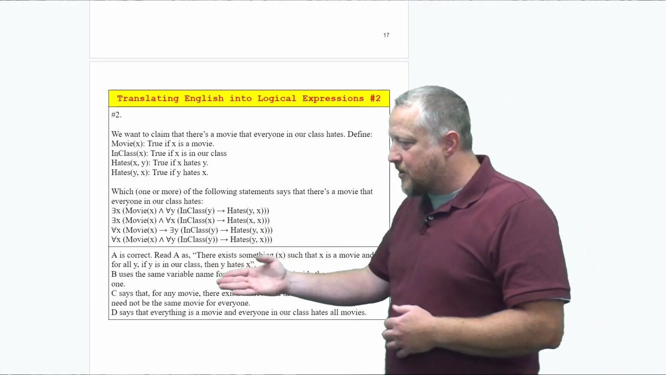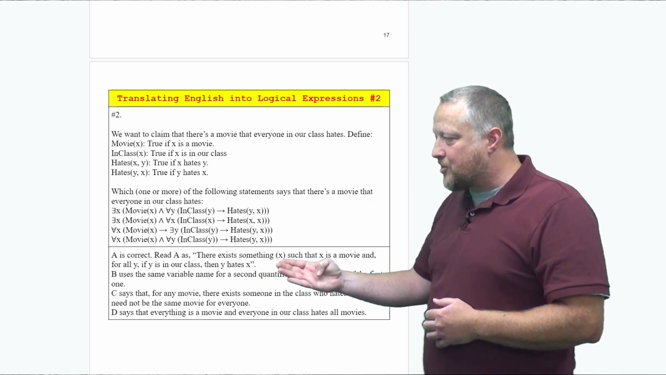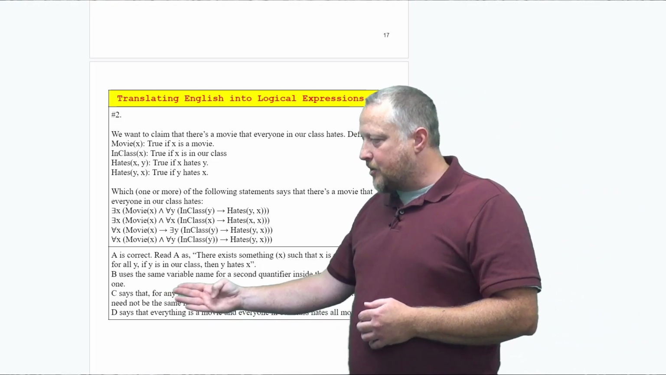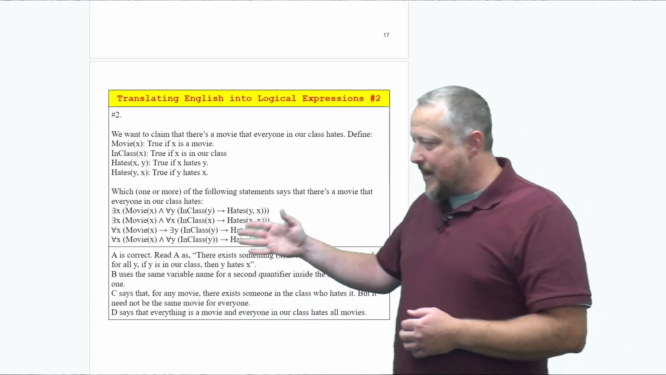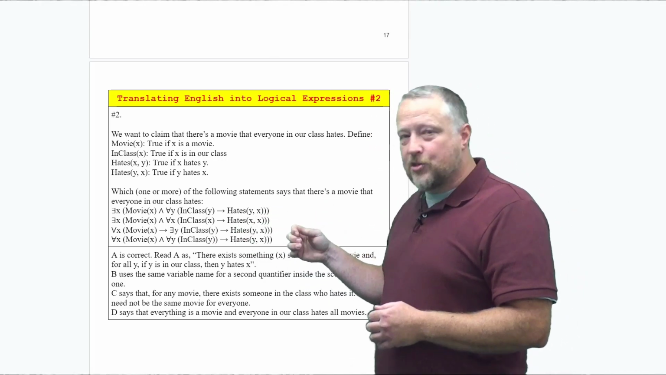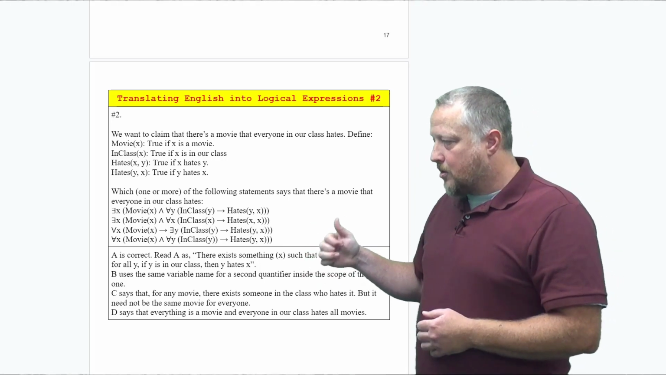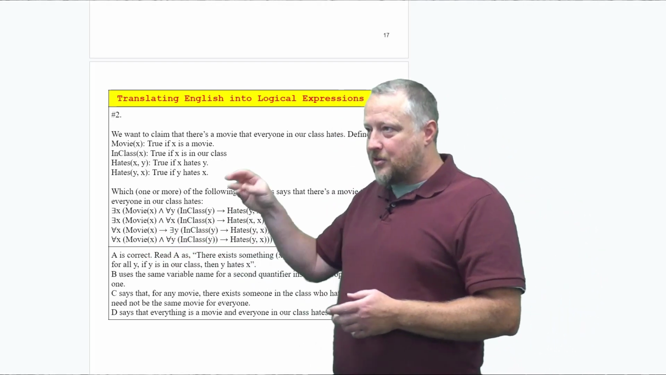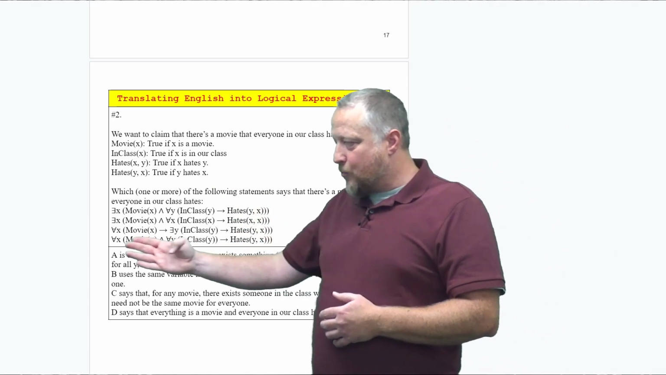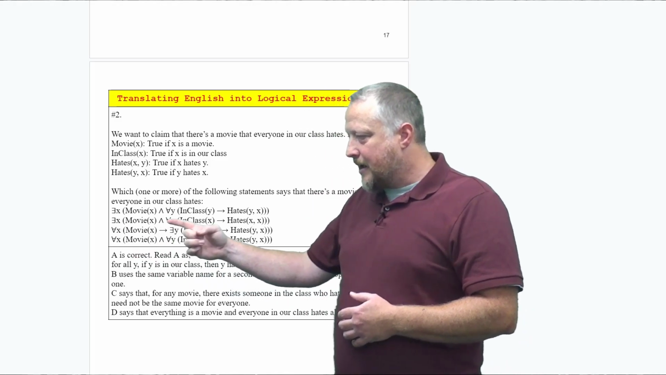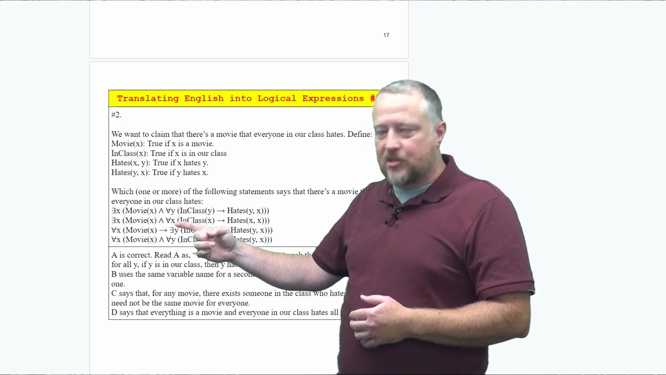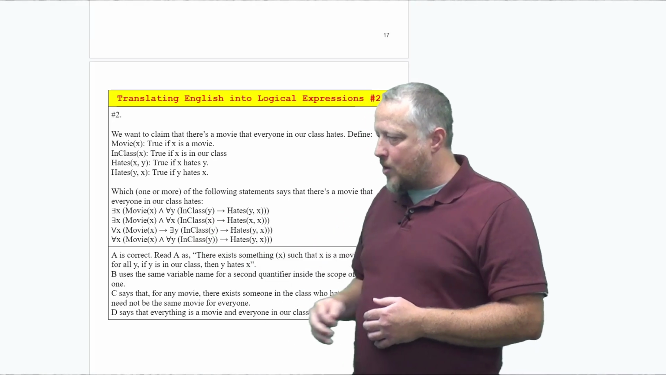So A is correct because it's read as there exists something X such that X is a movie, and for all Y, if Y is in our class, they hate X. So again, I'm trying to put out, there's a movie, a single movie, so that's our existential, that everyone in the class, so that's an existential followed by a universal quantifier. And which one has that? Well, it's these two here. You probably didn't notice the X here, and that's why some of you might have selected that. But it is different values, so that's why it's A for that one.